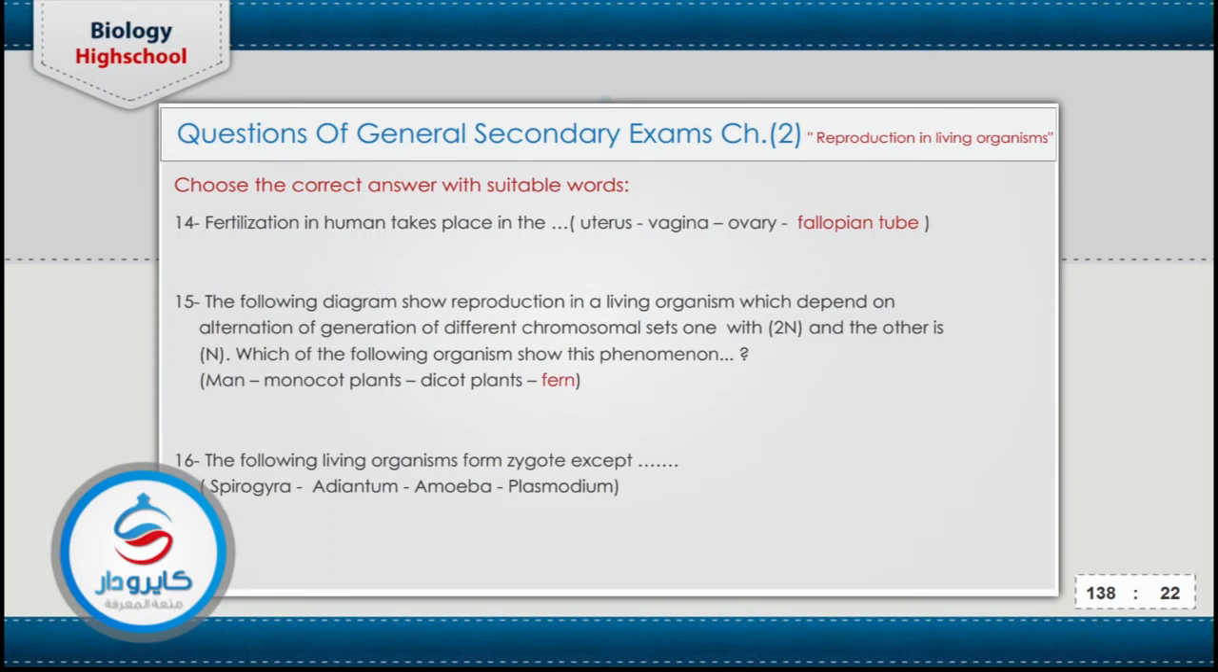But the diagram explains the presence of two stages, one of them which acts as the sporophyte, but the second is the gametophyte. The sporophyte produces the spore, which is a haploid cell. The spore germinates to form the green heart-shaped structure, which is called the gametophyte. The gametophyte divides by mitosis to produce the male and the female gamete, which fuse together to form the zygote that forms the sporophyte, which is the diploid stage or the dominant stage.